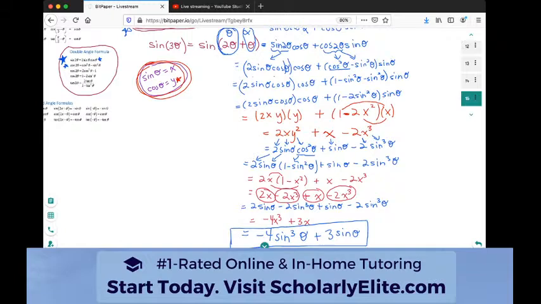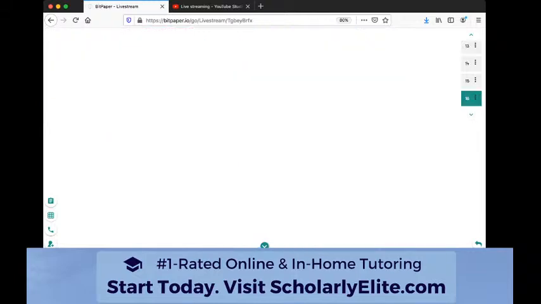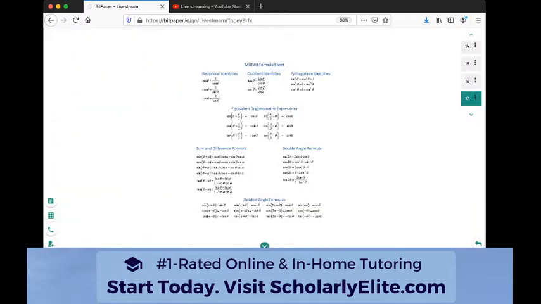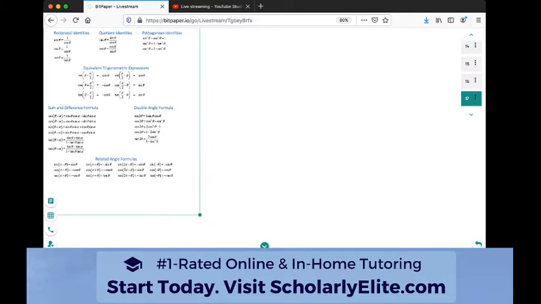Okay, you guys, so we're going to do another trig identity, and then we're going to basically probably wrap it up at that point and be done. Okay, so I'm just going to start another page here, pull up our identity sheet, expand. Okay, there we go.